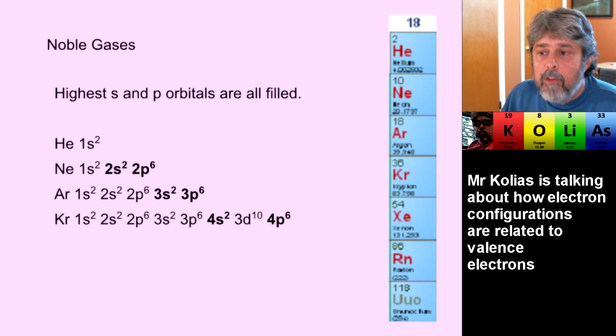Helium is also in this group. It's also a noble gas, but it only has one shell, so it can't possibly fit 8. There's not enough room because it's so small. Helium only has 2 valence electrons.